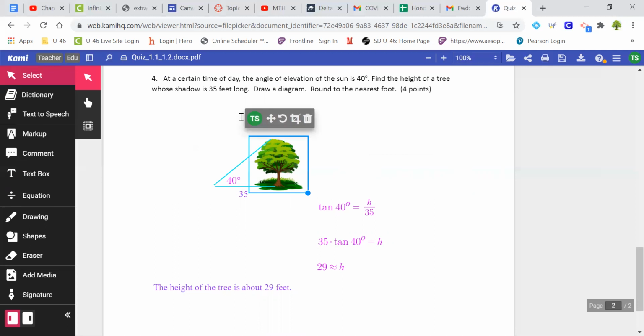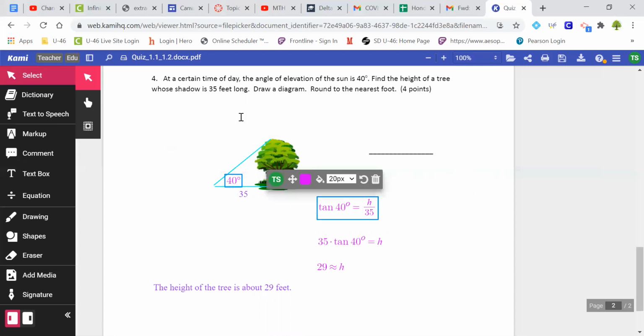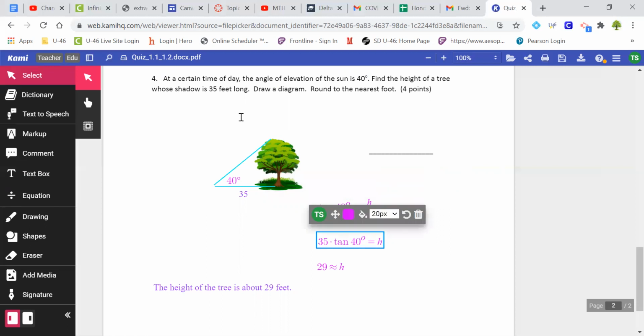And if I have a right triangle, I get to do SOHCAHTOA. So I want to find the height in the fastest way possible. The height happens to be the opposite side of this angle, and 35 happens to be the adjacent side of this angle. So that's tangent. Tangent is opposite over adjacent. So the tangent of 40 equals the height of the tree divided by 35. This is the exact height of the tree. Punch that in your calculator. It equals about 29. We were asked to round to the nearest foot.